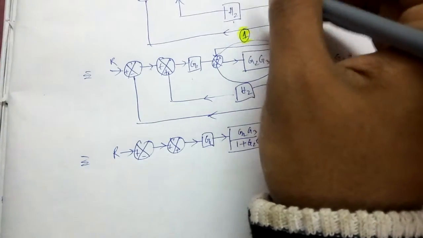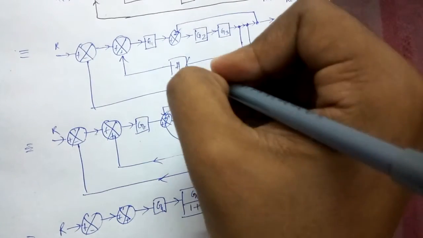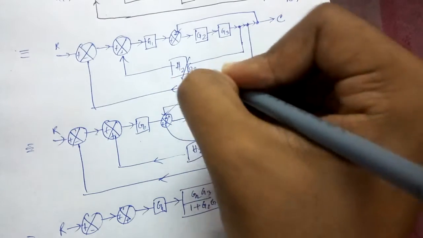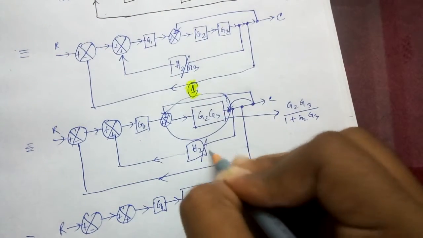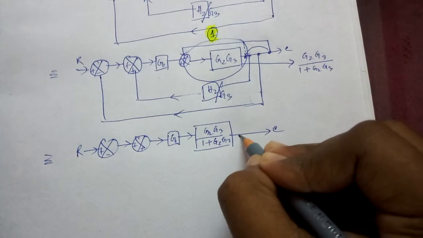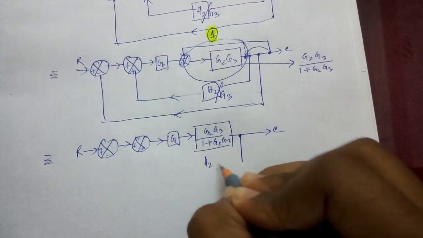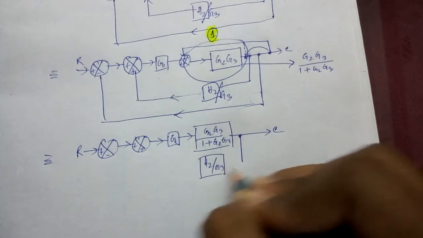Sorry, I forgot to divide H2 by G3. Now G3 is there, and here it will be H2 by G3. Now this is correct.